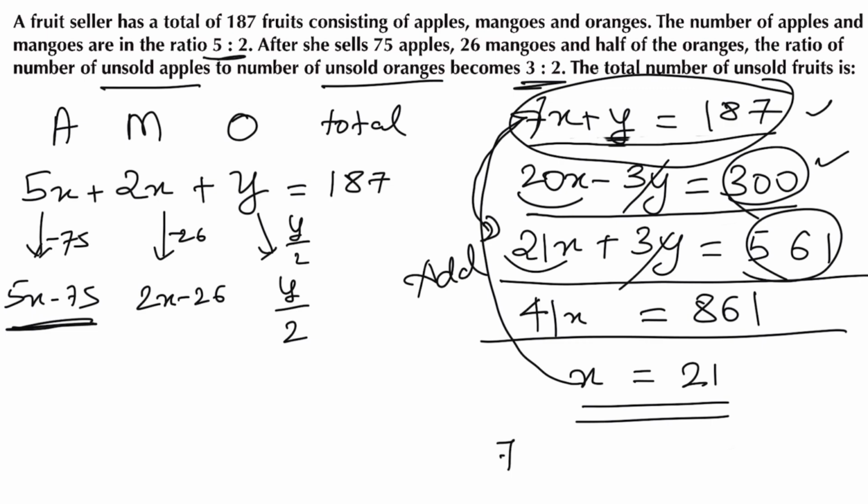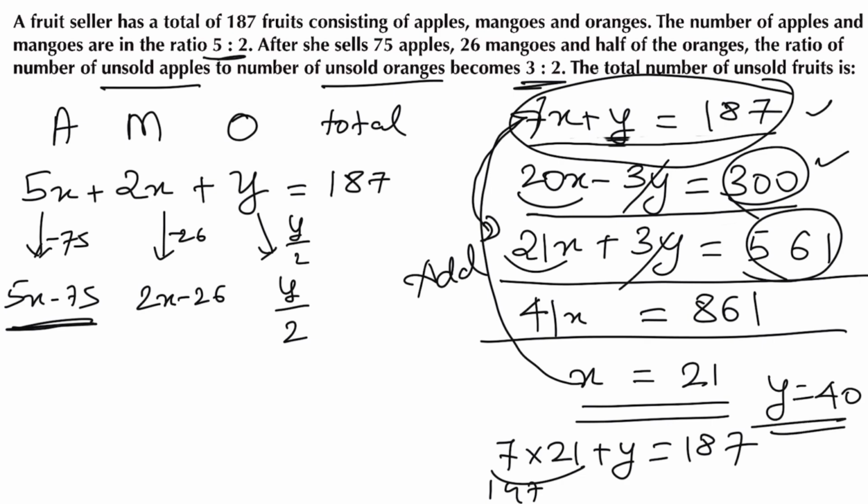So let's put x = 21 here. 7 into 21 plus y should be equal to 187. 7 into 21 is 147, plus y is 187. That gives me the value of y as 187 - 147, which is 40. And that helps us get the answer to our question. We have x as 21 and y as 40.